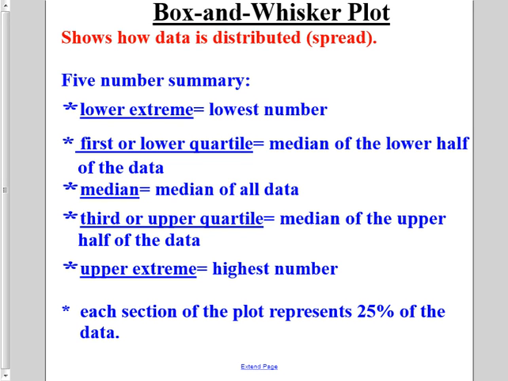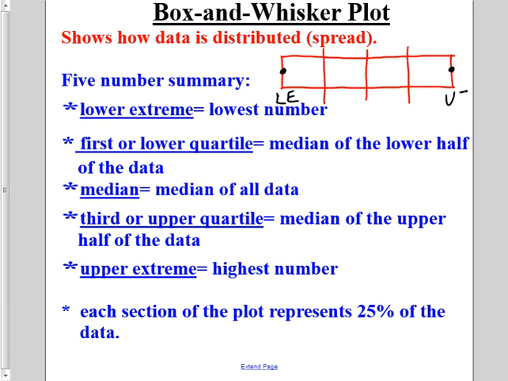So you can kind of envision it like this. If this is our first number and this is our last number in our set of data, think about it like this. What we're doing is we're splitting our data in half, and then we're splitting each of the halves in half. Whichever number comes first is our lower extreme. Whichever number comes last is our upper extreme. Our median is the middle of the data. Quartile 1 is the middle of the lower half, and quartile 3 is the middle of the upper half. That's really what a 5-number summary is referring to.